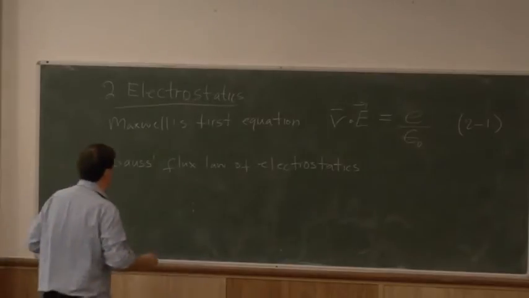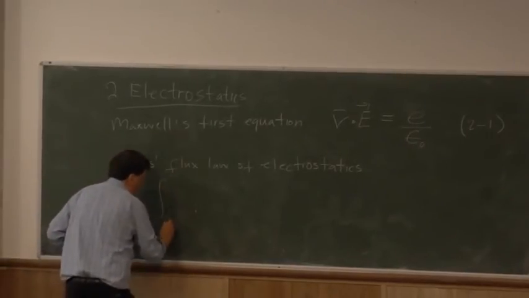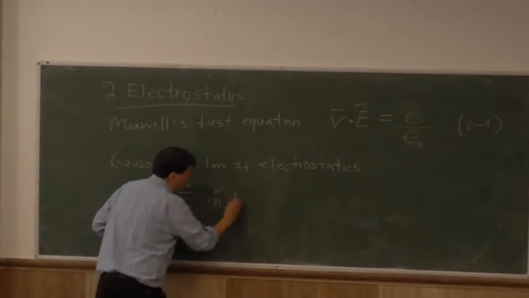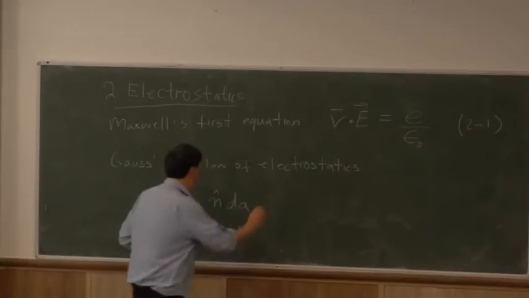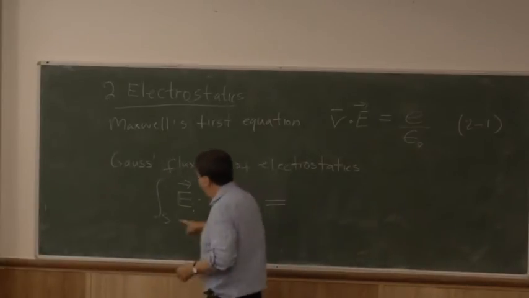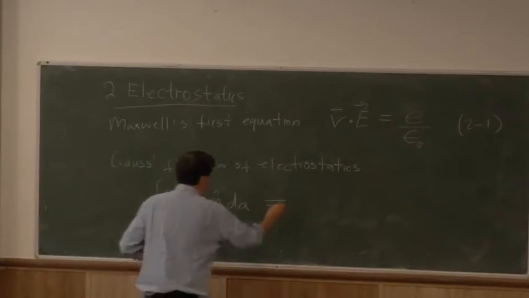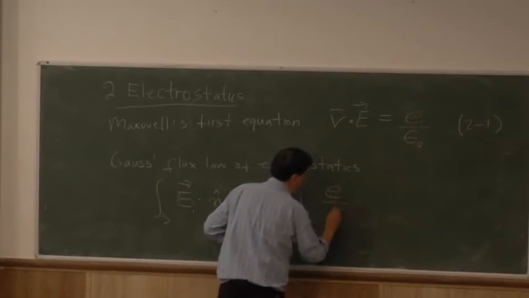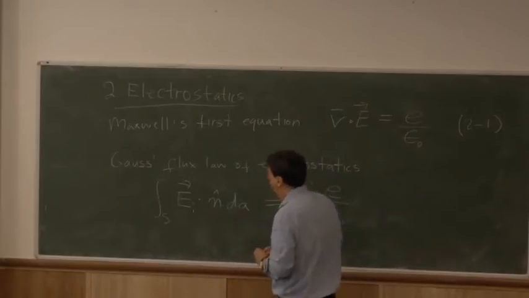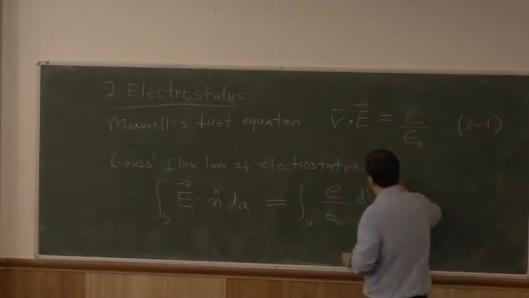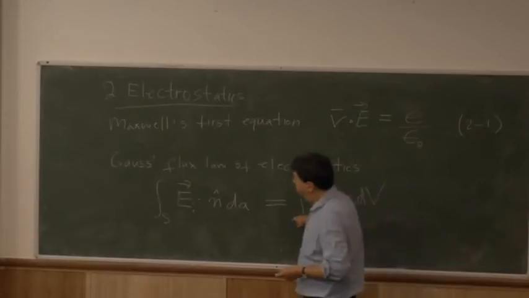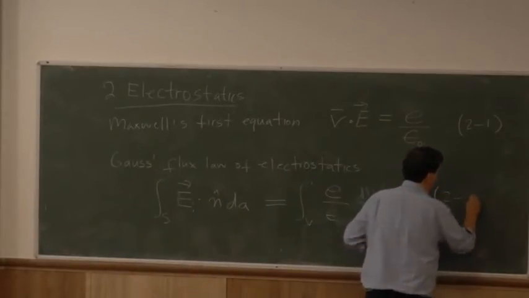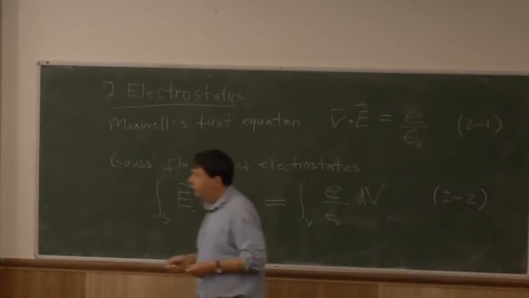And this law is the surface integral of the normal component of the electric field integrated over the surface is equal to the volume integral of the charge density divided by epsilon naught, integrated over the volume inside this surface S. And I'll make that equation 2-2.